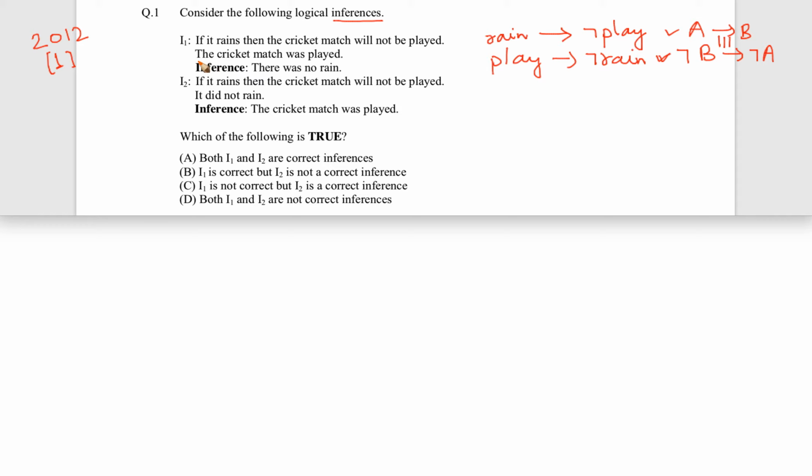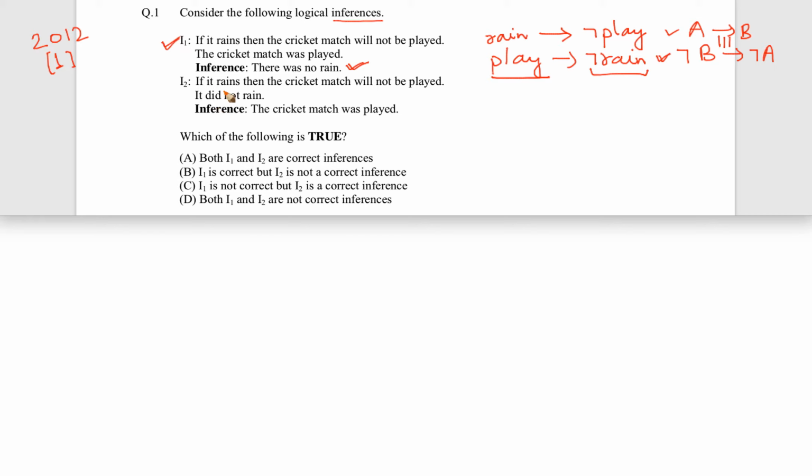Now the second statement, let's see it again. The cricket match was played. So if the cricket match was played, then we can say that there was no rain. So from this directly we can say there was no rain, this inference is definitely true. So I1 is true. Okay, now let's see the second inference.